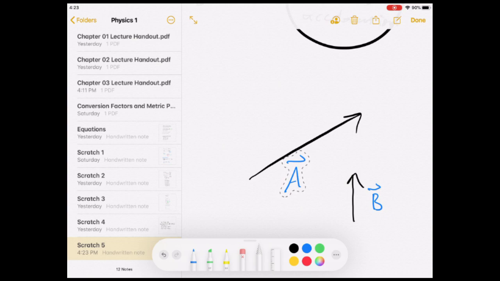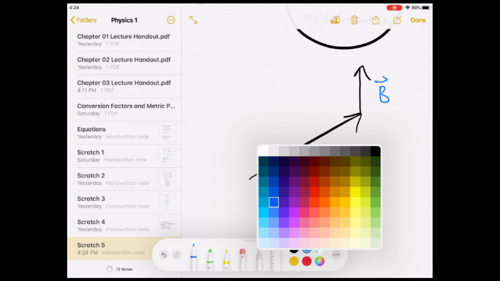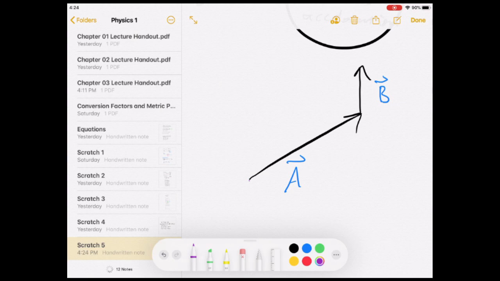How far have I walked in total, right? Not length, but what's my total displacement? Well, if I did A and then B, I'm starting B at the end of A. So I need to move the tail of B to the tip of A. All right, and then my net displacement, let's make it purple. I like purple. Then my net displacement would be this vector right here. So that vector is A plus B.